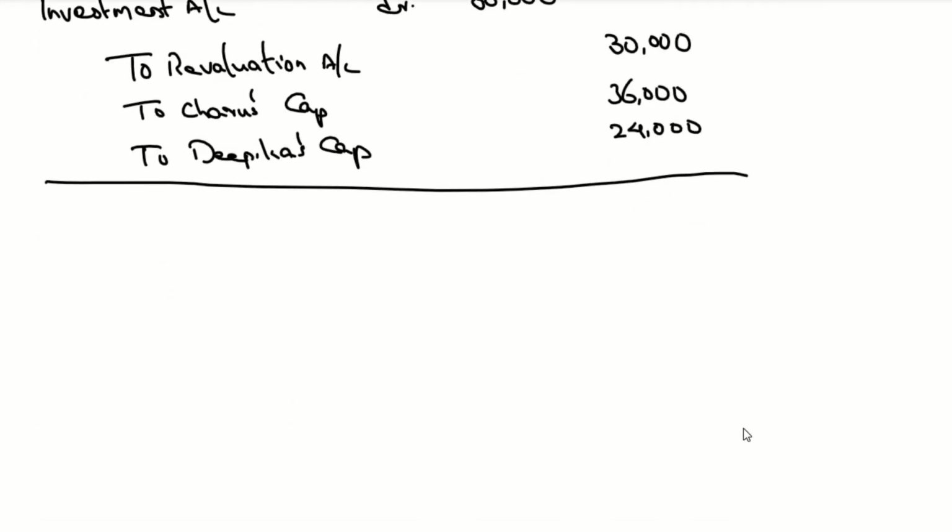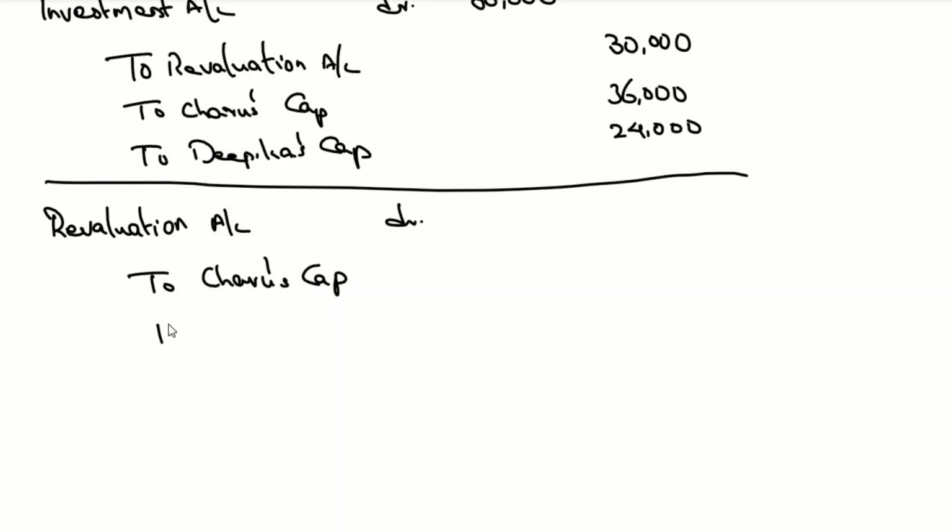Then whenever there is a revaluation account involved, the balance of the revaluation account has to be moved to partners' capital account. So it is going to be revaluation account debit to Charu's capital, to Deepika's capital. So the revaluation account balance is 30,000. If it is divided in 3:2 ratio, it's going to be 18,000 and 12,000.